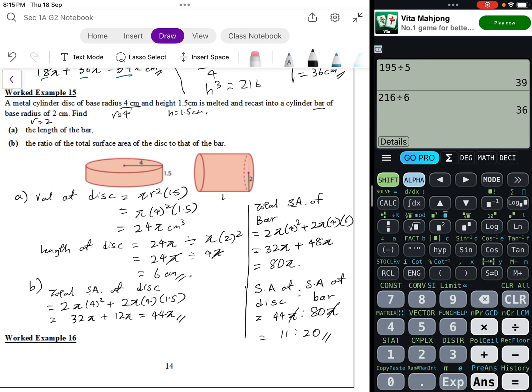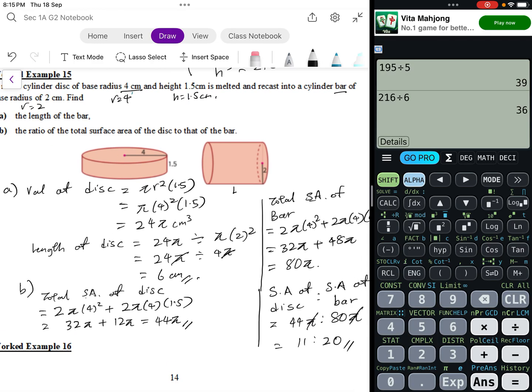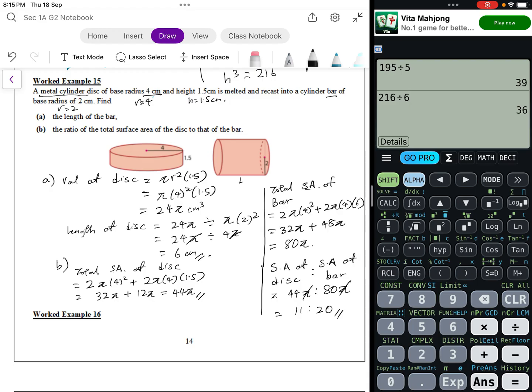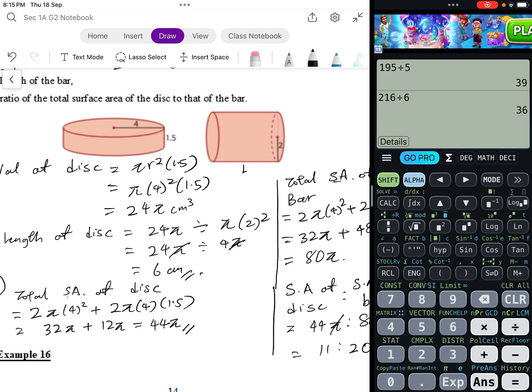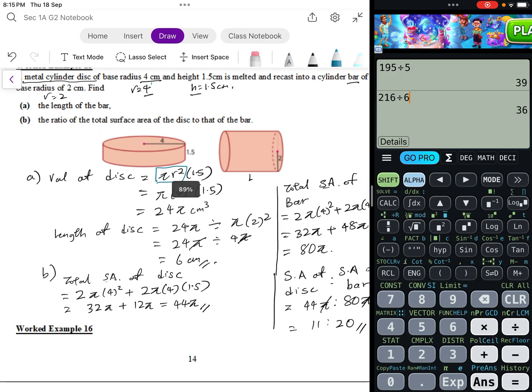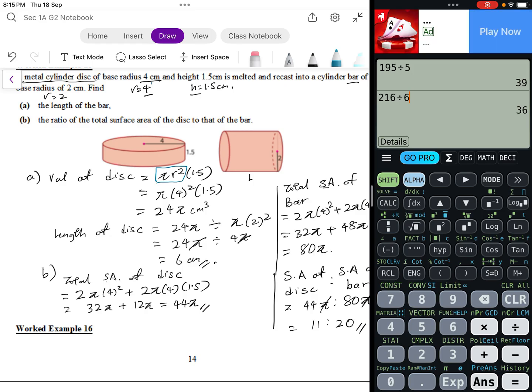Since it's the same item, just melted and remolded, the volume is the same. So we need to find the volume first of the metal cylinder disc. Because we have the radius and the height, we can find the volume. Volume is pi r squared, the area of the circle, times 1.5. We substitute in 4, and we get 24 pi. This one doesn't ask you to leave it in terms of pi, but I'm just doing it because it's a lot easier to calculate.